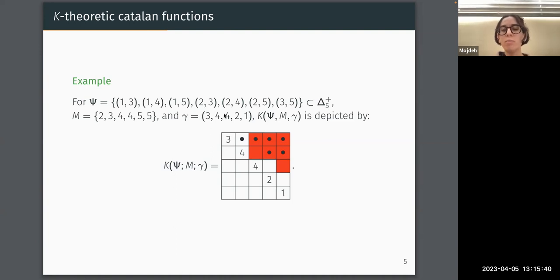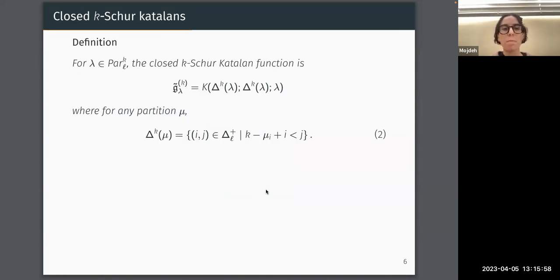It's going to be important later today that K can be defined over arbitrary weights like 3, 4, 4, 2, 1, arbitrary integers, and we don't have to just take partitions. So keep that in mind as we go forward. As I referenced when I first started talking about these Katalans, they were used to define an important family of functions called the closed Kacher-Katalan functions. This was done again in that first paper by Blasiak, Morse, and Seelinger.